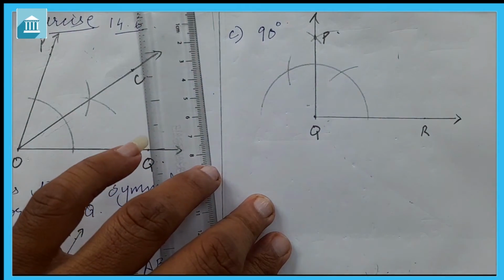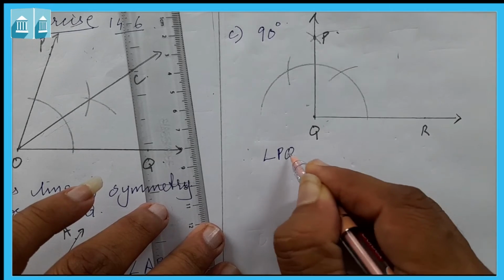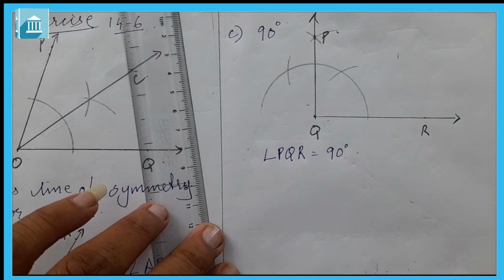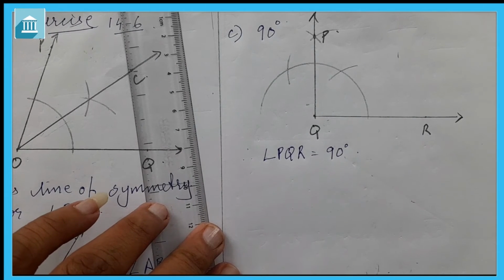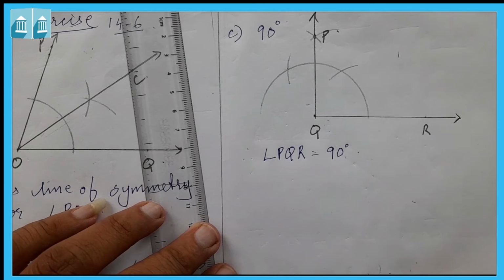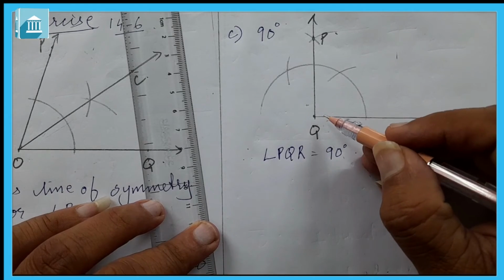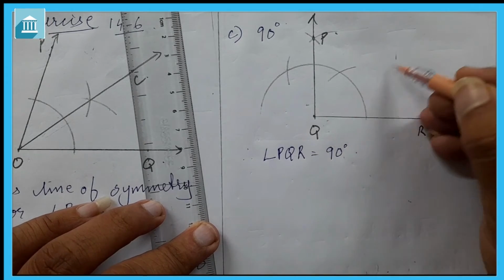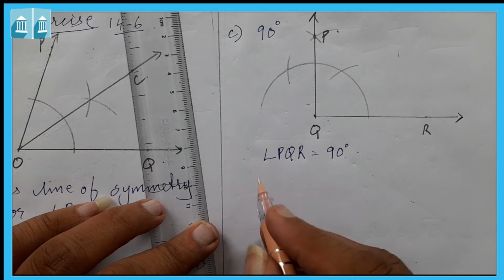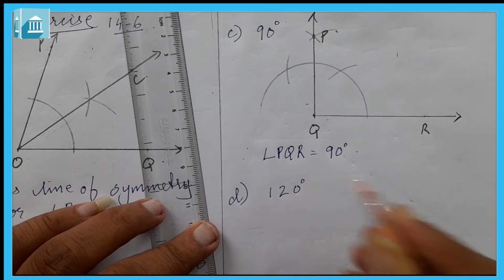So we can say that therefore angle PQR is equal to 90 degree. Angle PQR is equal to 90 degree. Now see, D we are going to do 120, but E is here 45. So when you have to draw 45, first you will draw 90 degree and then you bisect it. It will be 45 degree. So D is 120 degree.